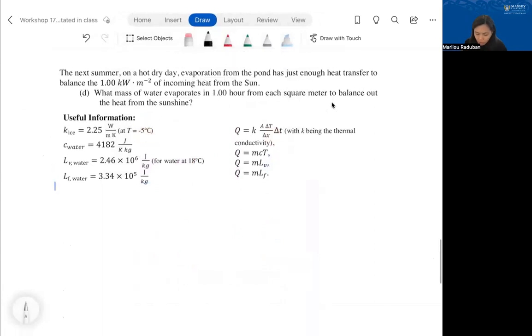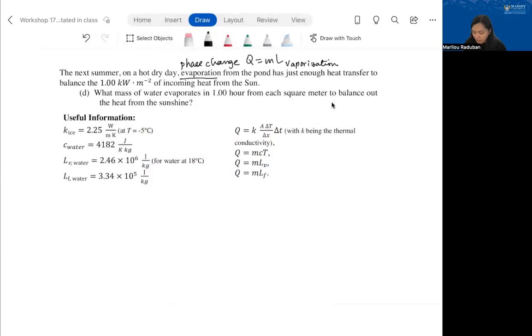So here on a hot day, evaporation from the pond. So evaporation is a phase change, essentially going from liquid to gas. So you have Q is equal to m L vaporization, going from liquid to gas. So evaporation has just enough heat transfer from the pond to balance the 1 kilowatt per meter squared of incoming heat from the sun.